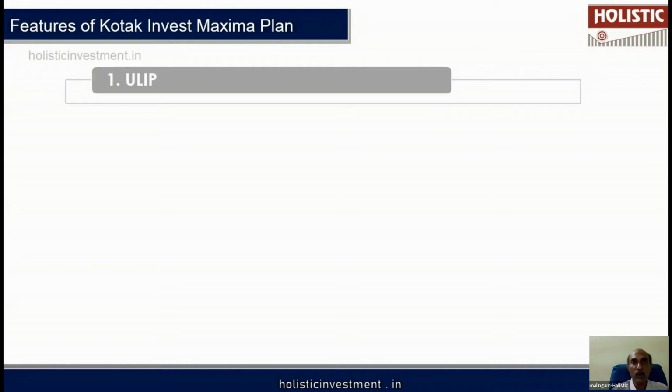This is not a traditional endowment money back ULIP plan. Sorry, this is not a traditional money back policy. This is a unit linked insurance plan.